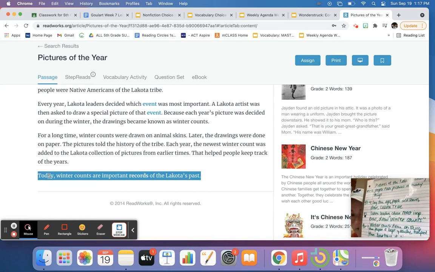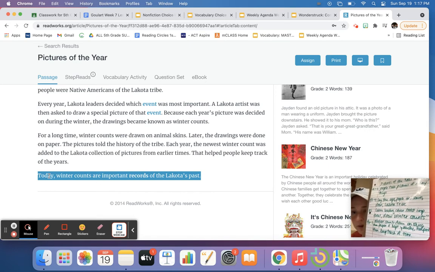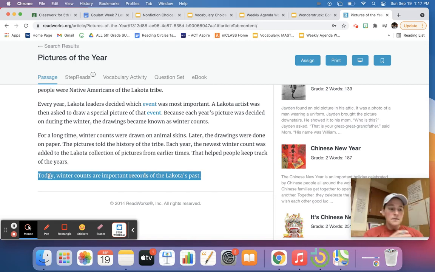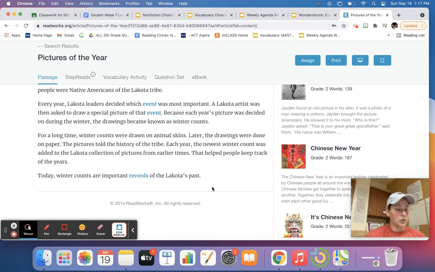Winter counts drawn on skins, then paper, and kept yearly helped them keep track of time. All right. Now, this is the new addition to this strategy. We know how to do summaries, but we're going to really focus before we start our next novel on how to do them with informational text.